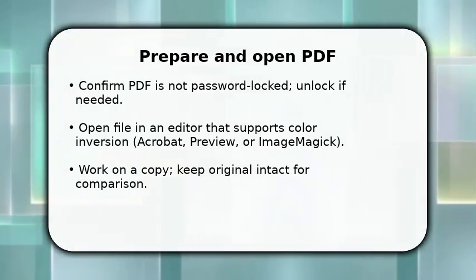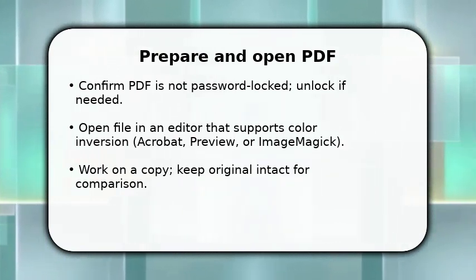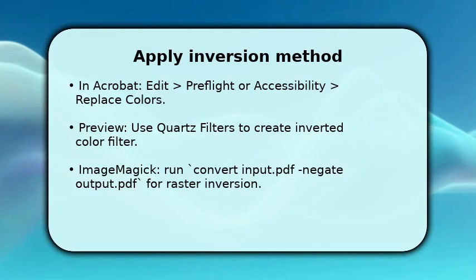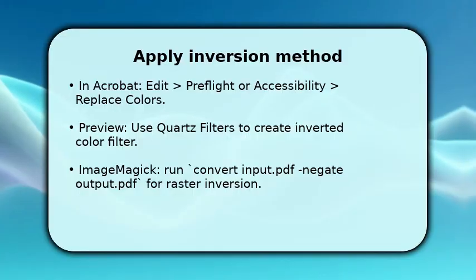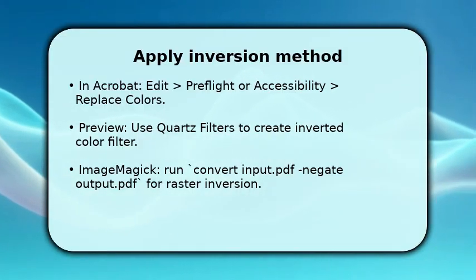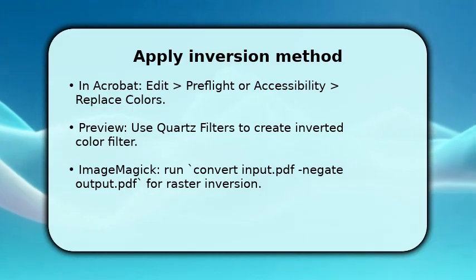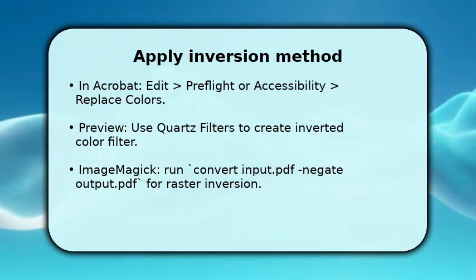Next, apply the inversion. If you use Acrobat, open Preflight or Accessibility tools to replace colors or create an output intent that swaps blacks and whites. This preserves vector text. On Mac Preview, add a custom Quartz filter via ColorSync Utility and export the PDF with that filter applied. For automated or batch jobs, use ImageMagick's convert with -negate, but be aware this rasterizes pages and can reduce text clarity.